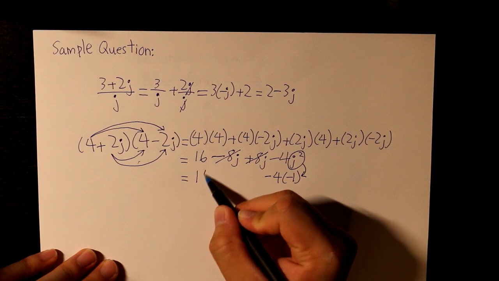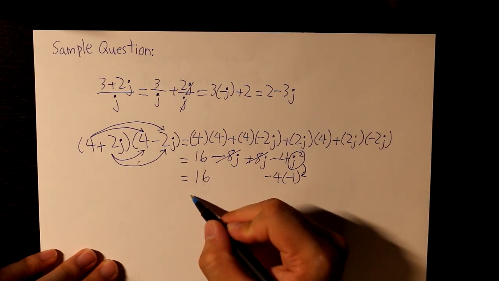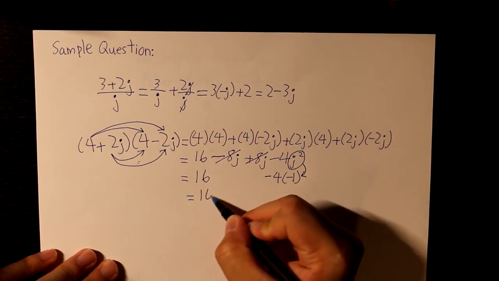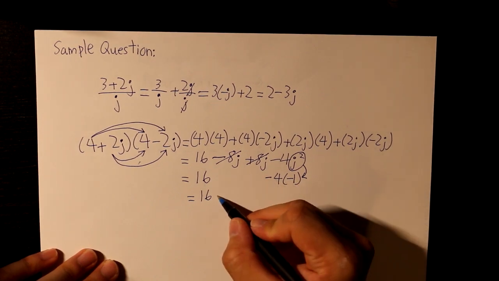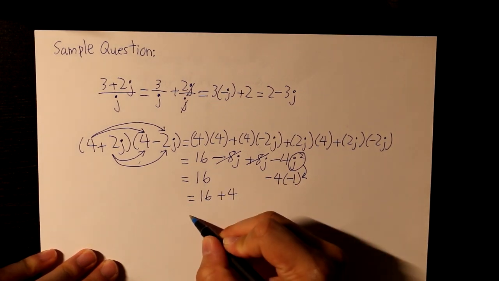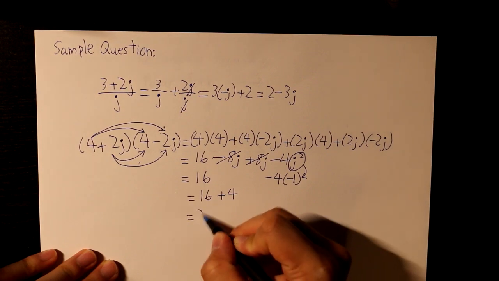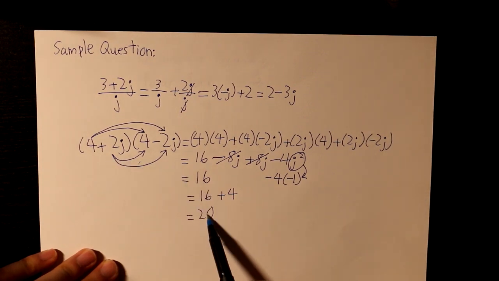And then we're going to be left with 16. And now what we have is 16, negative 4 multiplied by negative 1, that is plus 4. And then we finally get 20 as our final answer.